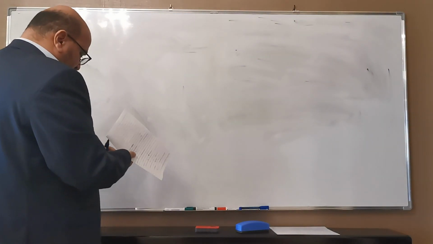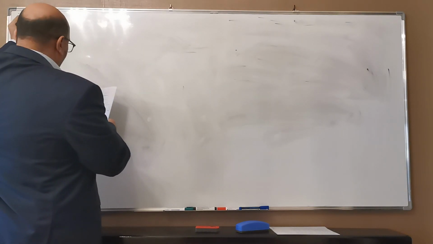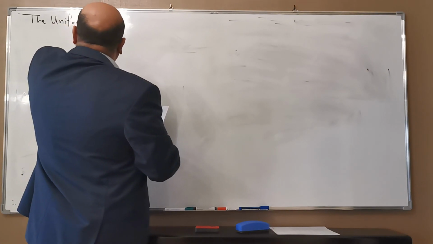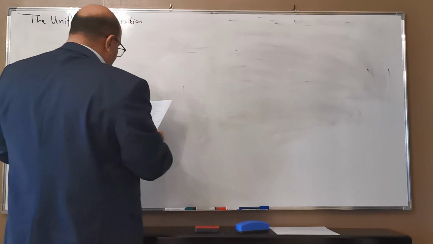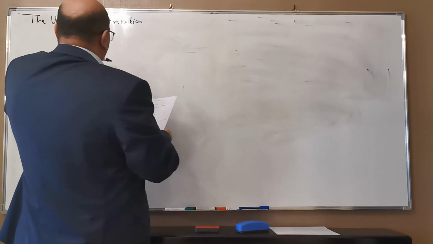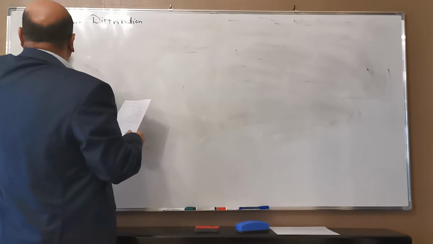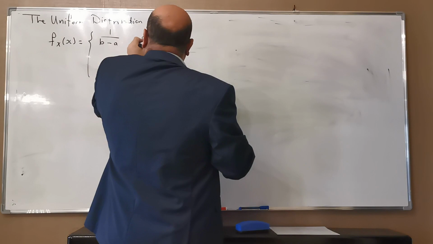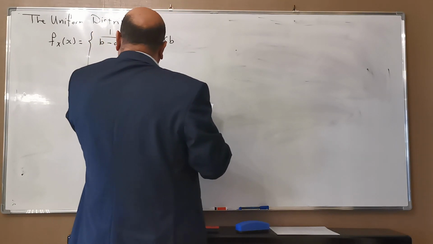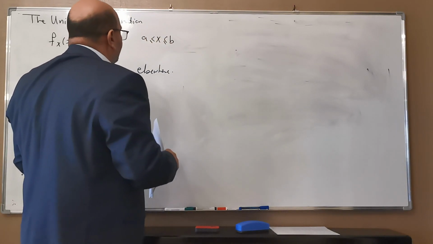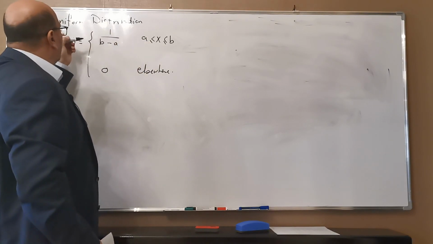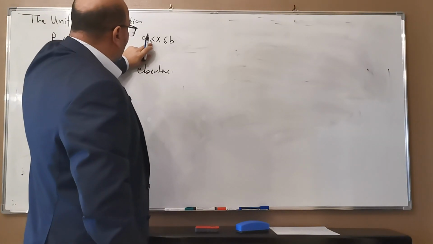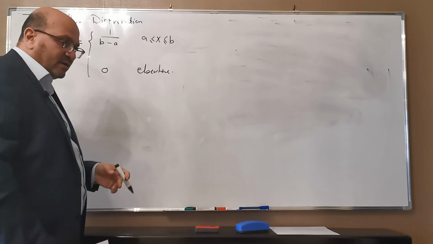The second type of distribution that I will discuss with you is the uniform distribution. The uniform distribution is a random variable x which has the density function fx of x equal to 1 over b minus a for x between a and b, and 0 elsewhere. Don't worry about the equalities, because this is a continuous random variable, and the probability of a discrete event on a continuous random variable is equal to 0. So whether the equality is there or not doesn't matter much.